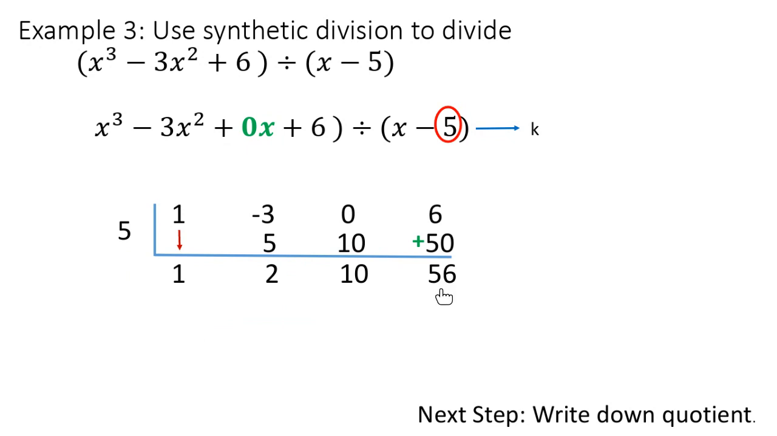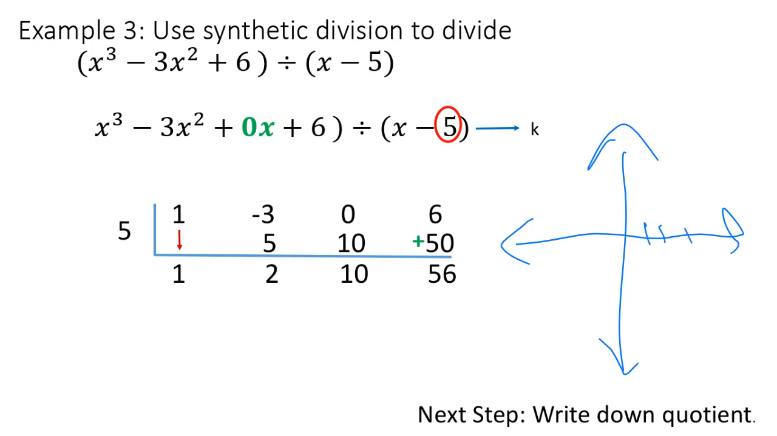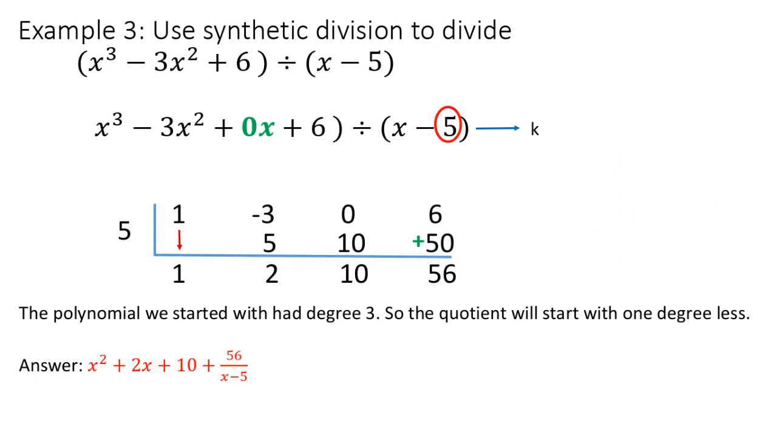So here we didn't get a 0. If you were looking at a graph, the reason we're sad not to have a 0 is because at x equals 5, that just means that the graph does not cross at x equals 5. The graph might be somewhere else, but it does not cross at that point. So my answer here, I have an x cubed, so my 1 is going to be x squared plus 2x plus 10 plus my remainder of 56 divided by my divisor x minus 5. Any questions on example 3?